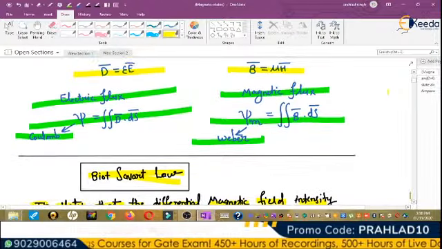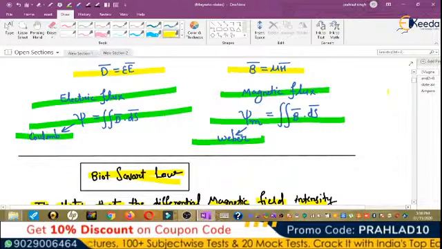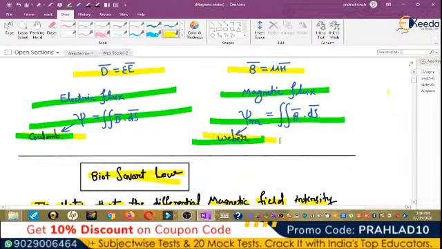Electric flux psi is equal to double integration of D vector dot ds vector, and magnetic flux psi m is B vector dot ds vector. So electric flux is measured in coulomb, and magnetic flux is measured in Weber.